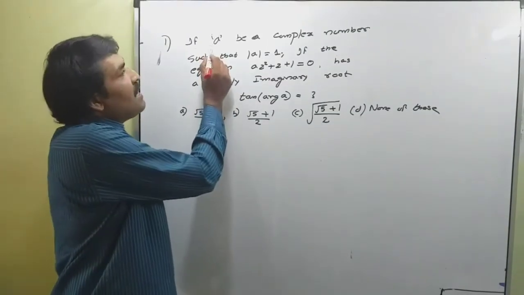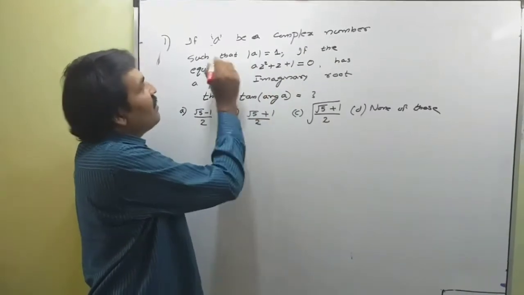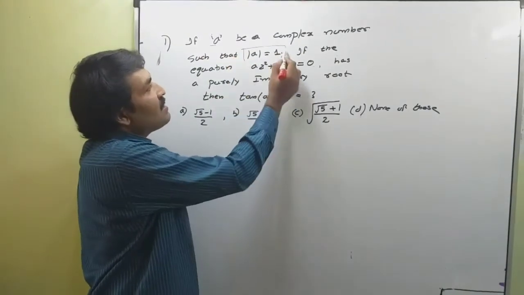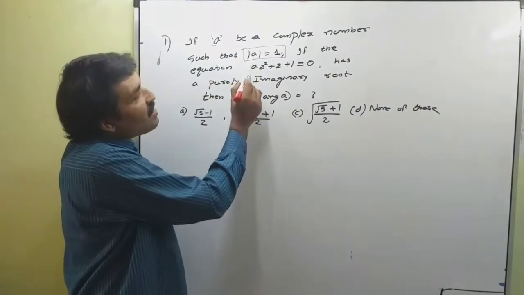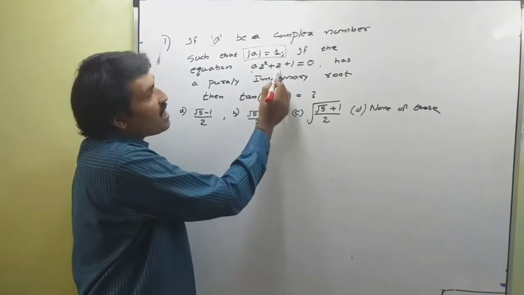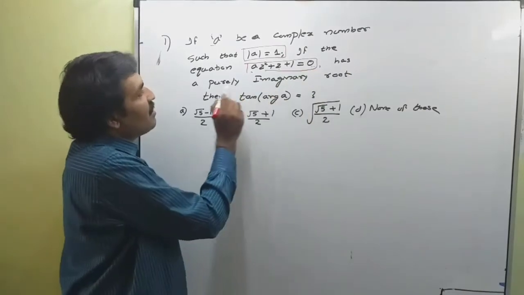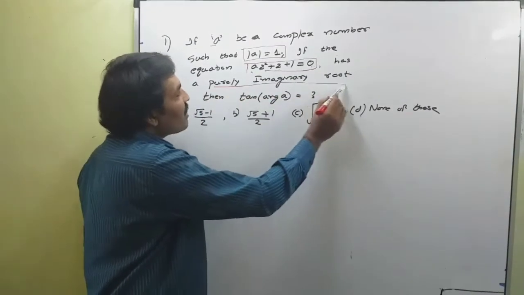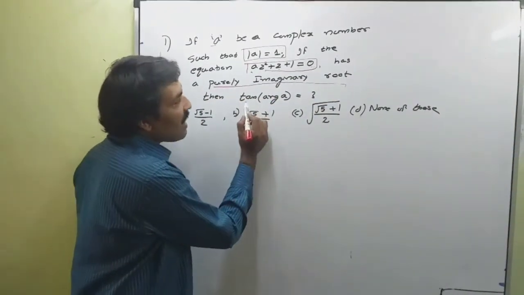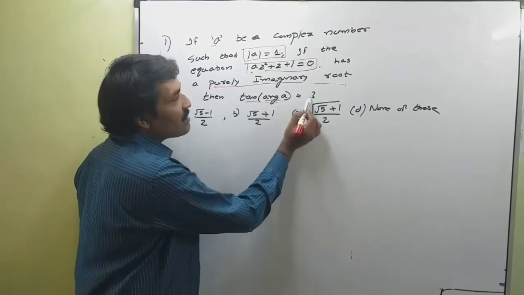If a is a complex number such that the modulus of a is equal to 1, and the equation a z square plus z plus 1 is equal to 0 has a purely imaginary root, then the question is: tan of argument a is equal to what?